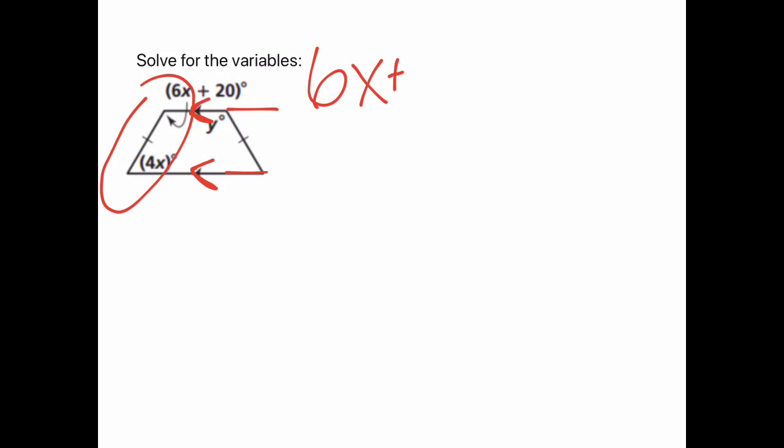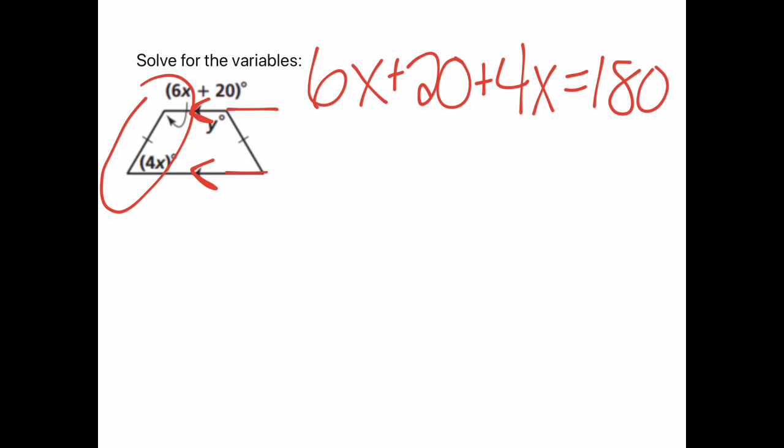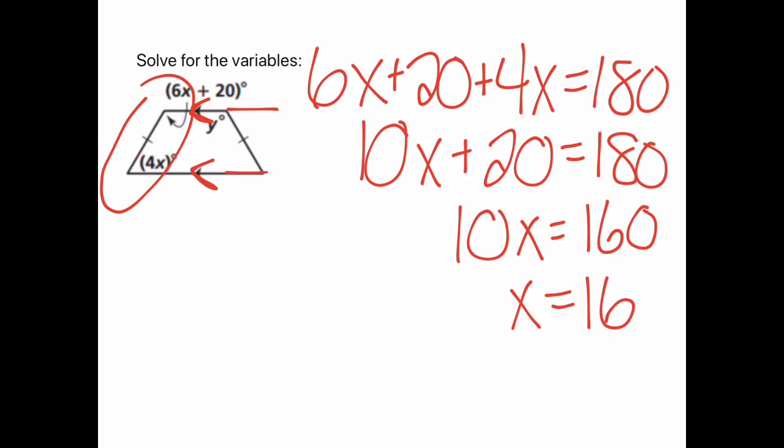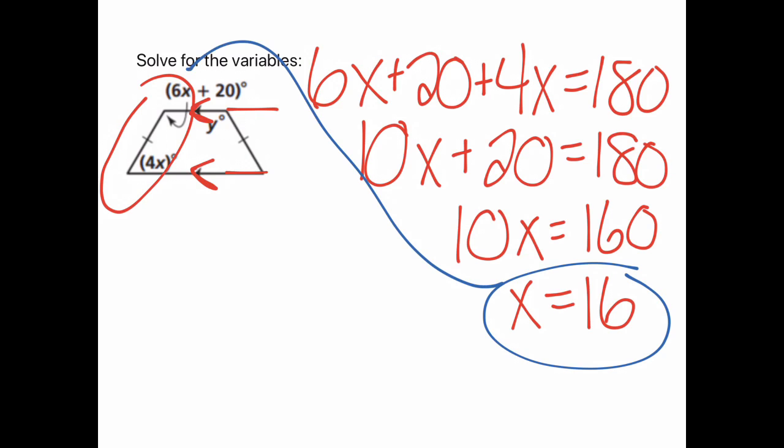So 6x plus 20 plus 4x will have to equal 180. And we can solve this using Algebra 1. And when we do that, what we get is that x equals 16. And then we can take this x equals 16. We can substitute it back in up here, remembering that these two angles are also congruent.